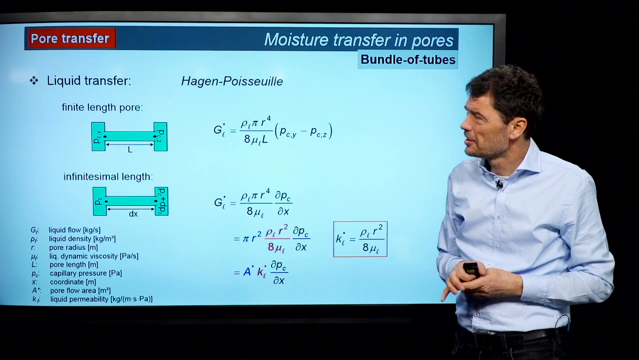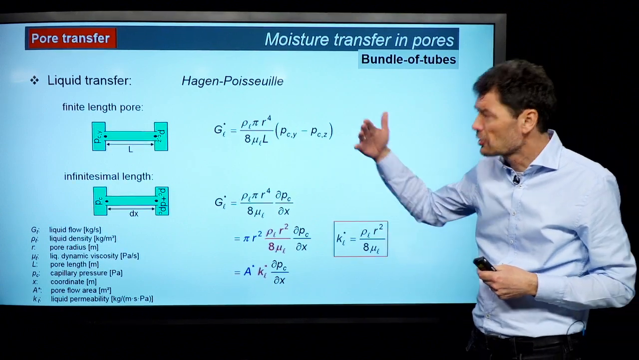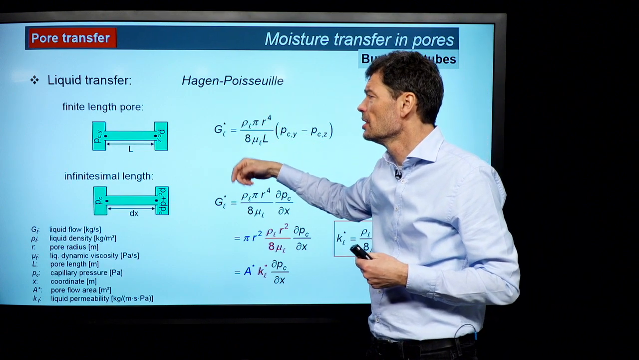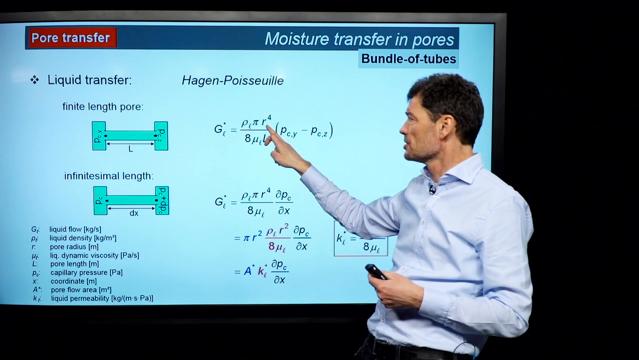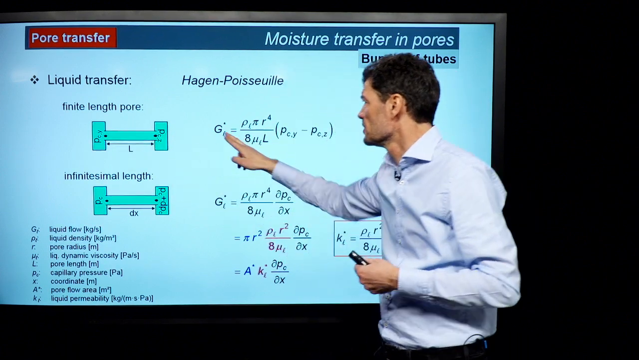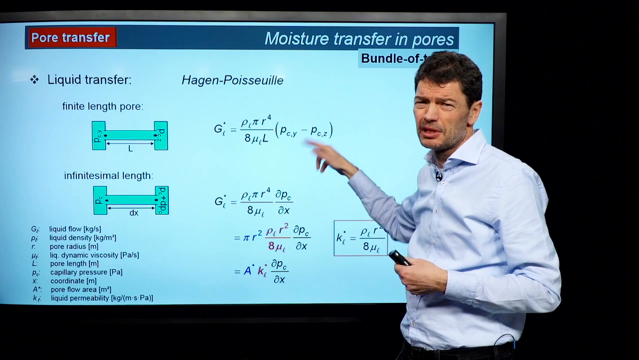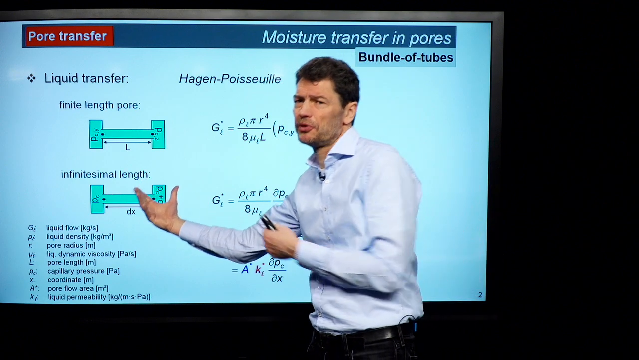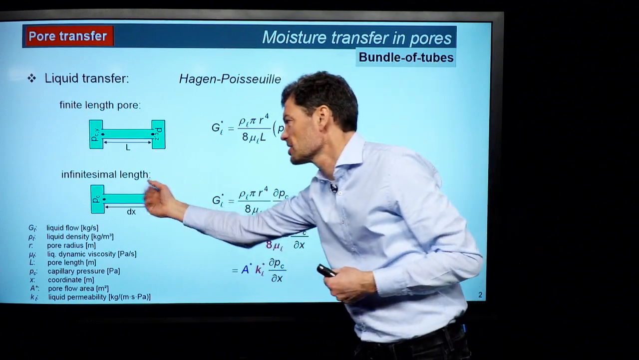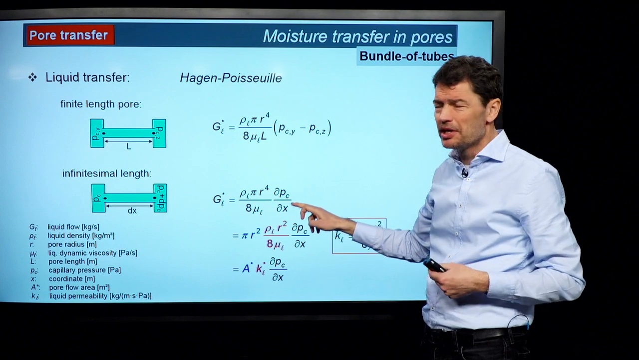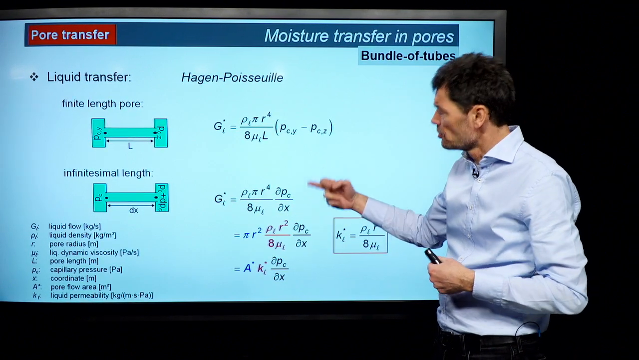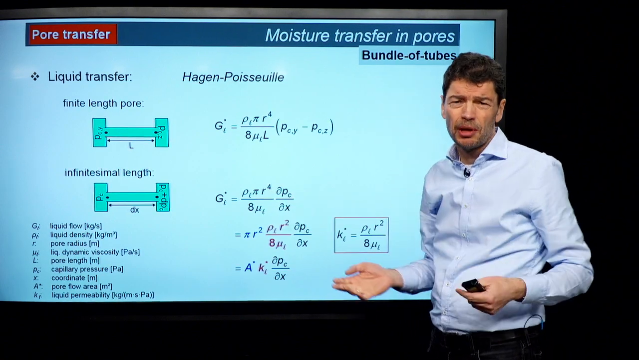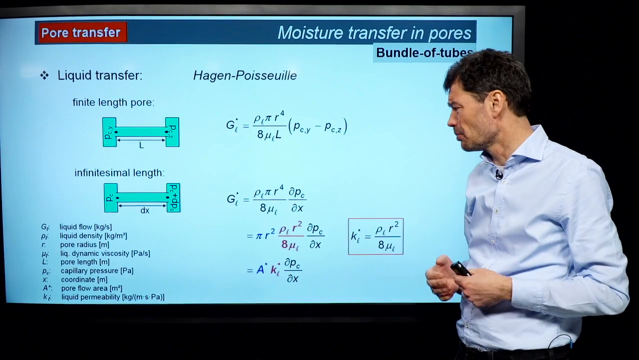Here I show two slides. The first one tells about the liquid transport, and in the lecture we used the Hagen-Poiseuille equation, which for one tube with a certain radius and a certain length will give this transport when we have a capillary pressure difference from one end to the other of the pore. We could also put it in a differential form, so for an infinitesimal length, this becomes a similar equation according to Hagen-Poiseuille's law. We have to use the radius of the pore, and we also have to look to the dynamic viscosity of the liquid in the pore.